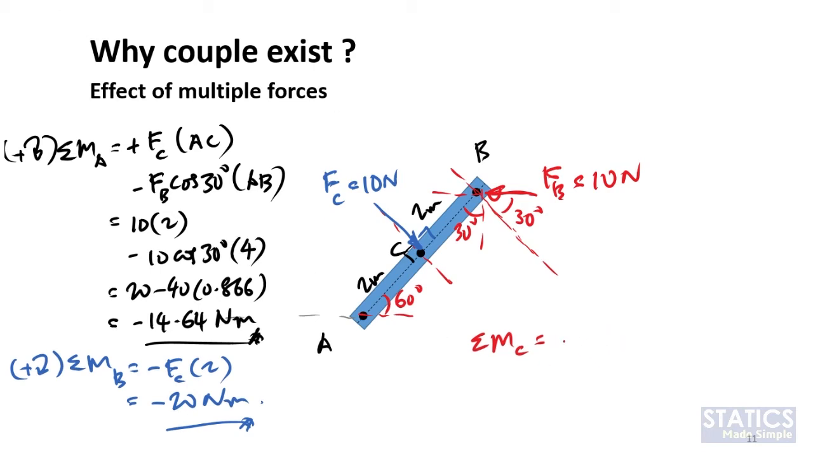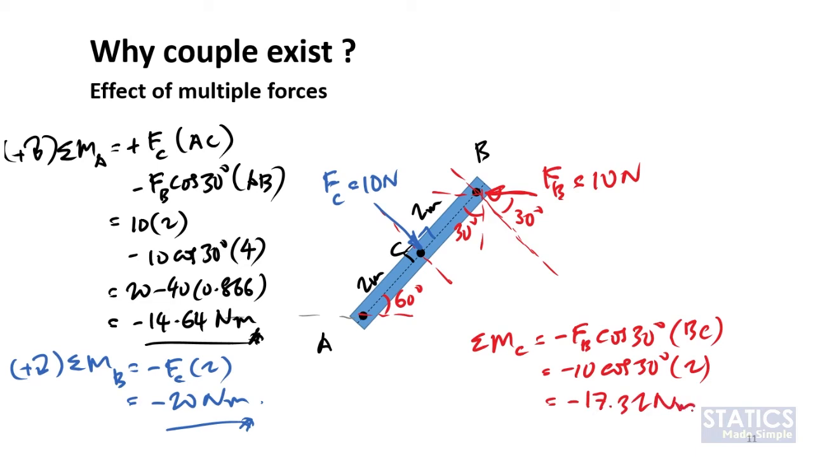I'll make it in terms of an equation first. FB cos 30 degrees times BC. Negative 17.32. 20.32 centimeter. Okay.